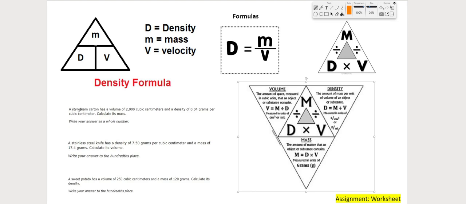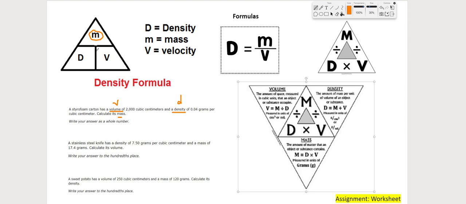It says a styrofoam carton has a volume. So the keyword right here is volume. We have V is 2,000 cubic centimeters and a density, so we have D, per cubic centimeter. Calculate the mass. So we're looking for the mass. If we look at this triangle, we're looking for mass right here, and I have the density and the volume.